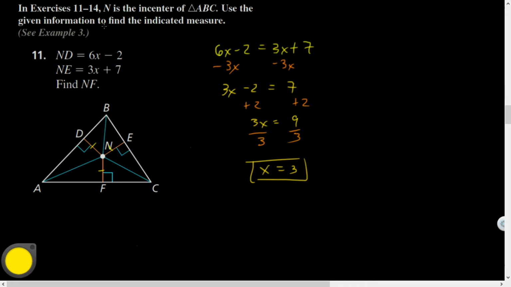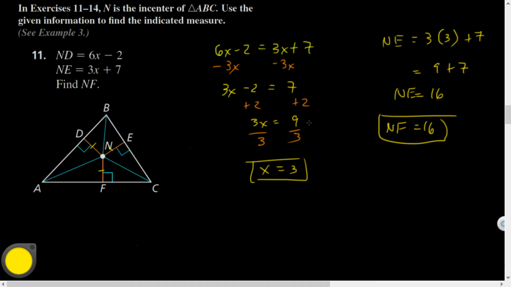Let's see, they asked us to find the indicated measure of NF. Well, NF is the same as those lengths. So let's just find NE first, or one of the other ones. That's 3x plus 7, so plug in my 3. 3 times 3 plus 7. 9 plus 7 is 16. So all of those orange lengths, NE equals 16, therefore NF equals 16. All of those orange lengths are 16 units long.